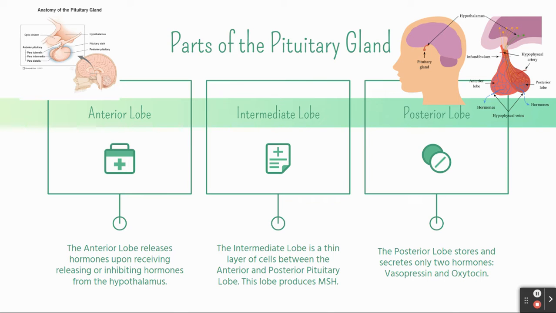Vasopressin is also known as ADH or antidiuretic hormone. You might remember this from another video. The antidiuretic hormone helps regulate the water balance in your body by controlling the amount of water that the kidney reabsorbs while filtering waste and secreting it out of your blood. Oxytocin stimulates uterine contraction in childbirth and lactation after childbirth.